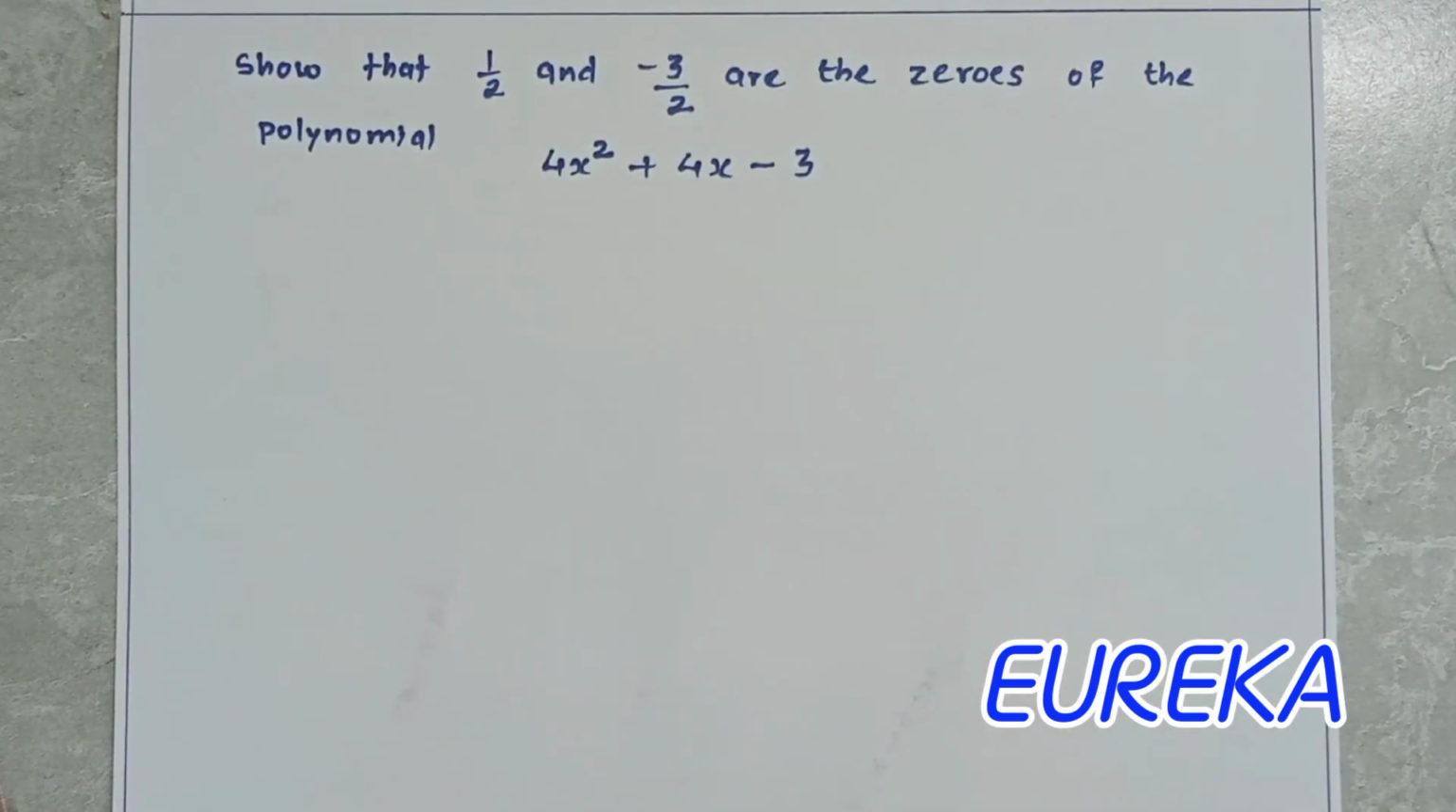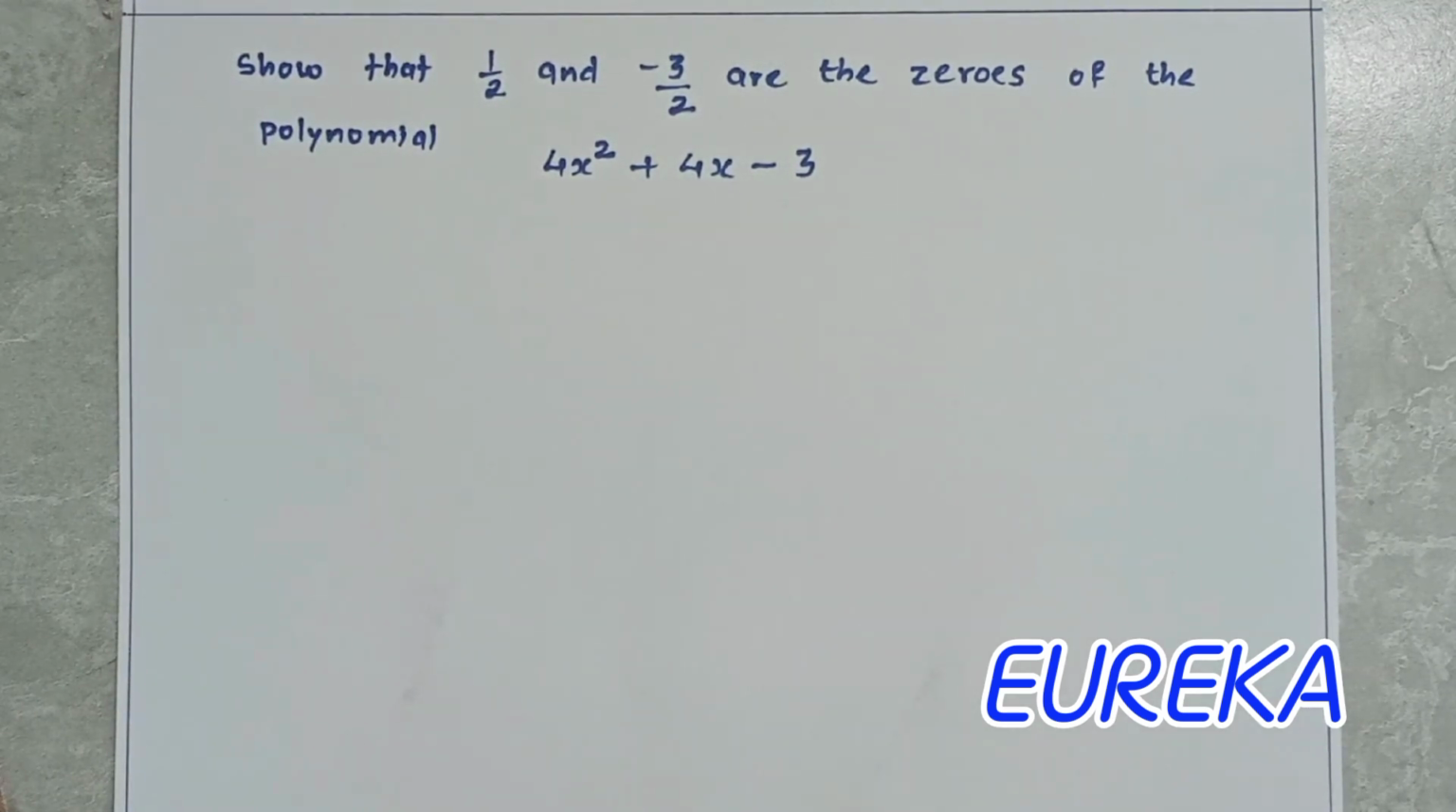So the question is, show that 1 by 2 and minus 3 by 2 are the zeros of the polynomial 4x square plus 4x minus 3, okay. So how to check whether the given values are the zeros or not? It is easier than the previous one. So let's have the solution.